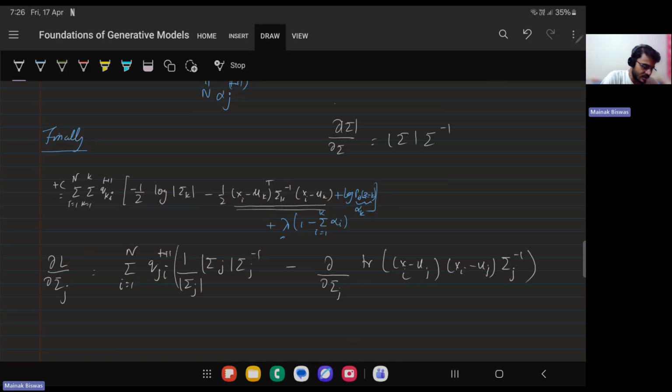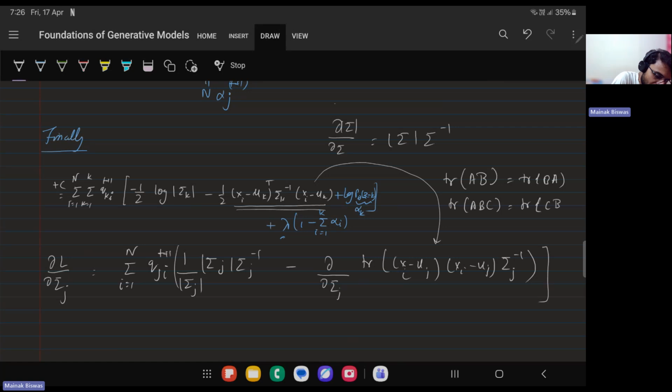Why did I write this as the trace? You can clearly see that this term is what I wrote as the trace. You know the property that trace of AB is equal to trace of BA. It's a cyclic property. Similarly, trace of ABC is equal to trace of CAB or BCA. You can take it in a cyclic order. This is the reason I could write it.